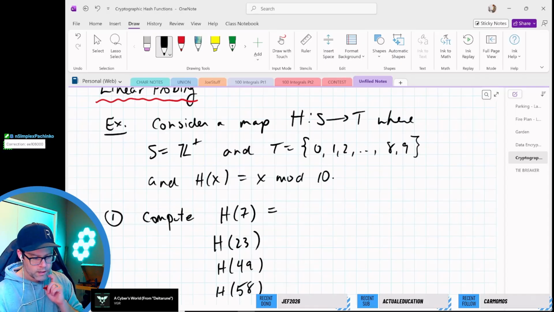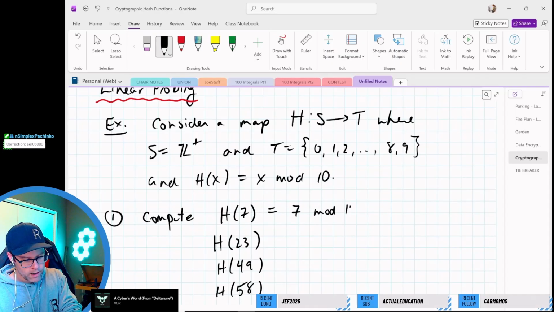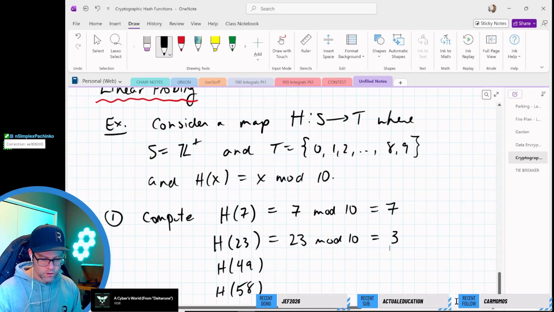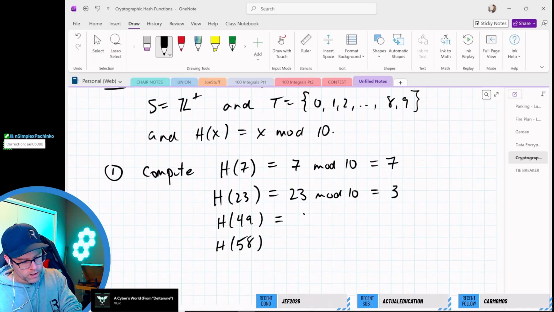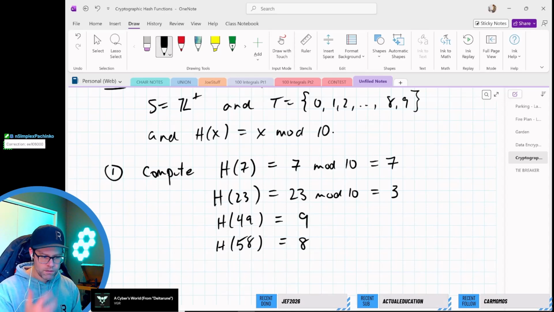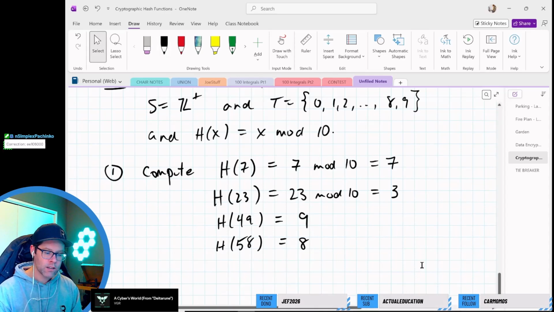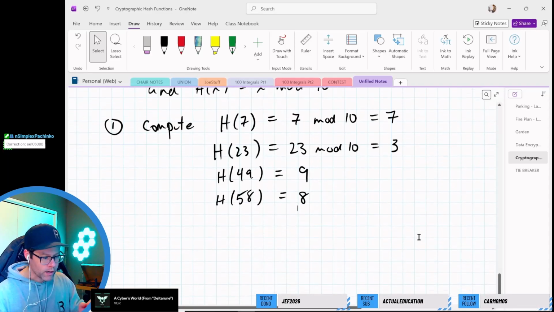So all we're really doing is we're taking our input number, which is 7. We're going to take that mod 10. That's congruent to 7. For a number like 23, we take 23 mod 10, which means it's going to be congruent to 3. It's in the same equivalence class as 3. And similarly, 49 would be sent to 9, 58 would be sent to 8. So that's how our function works. It just takes that last digit of the positive integer that we're working with.